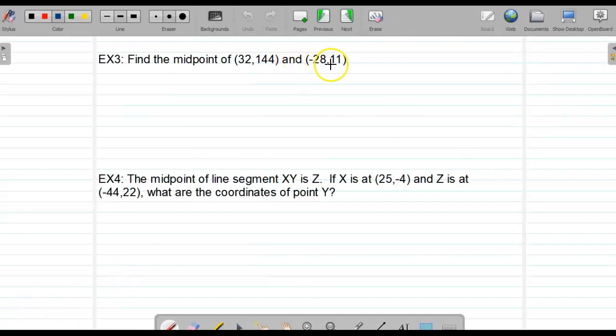So when we're finding midpoint, we are going to find the average. So we are going to add our x's together. So our x's are right here. So we'll have 32 plus negative 28, and then we'll divide it by 2. And then our y's are right here. So we'll have 144 plus 11 divided by 2.